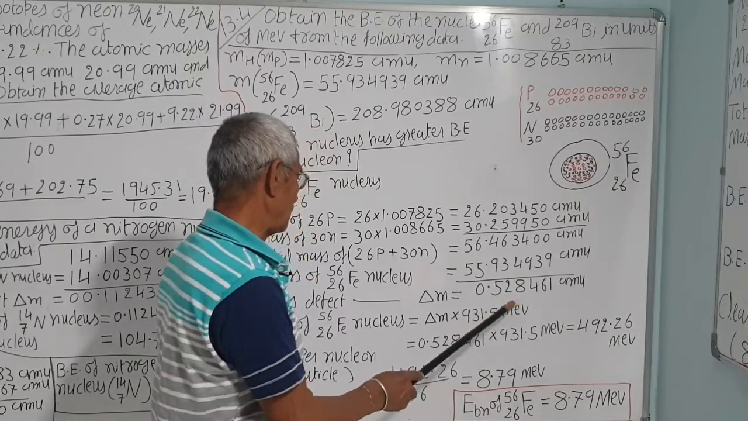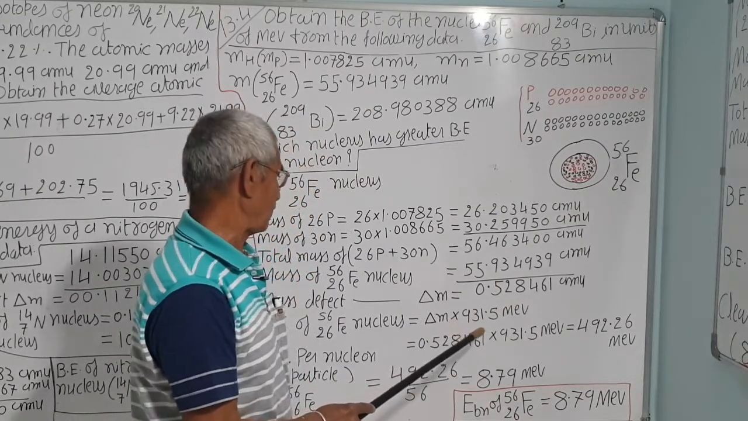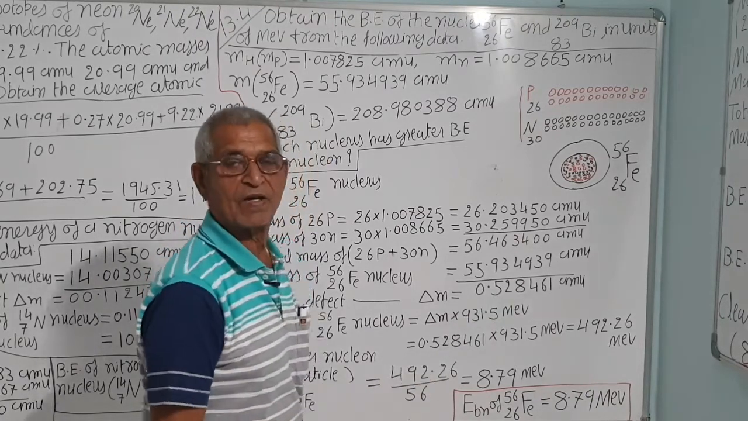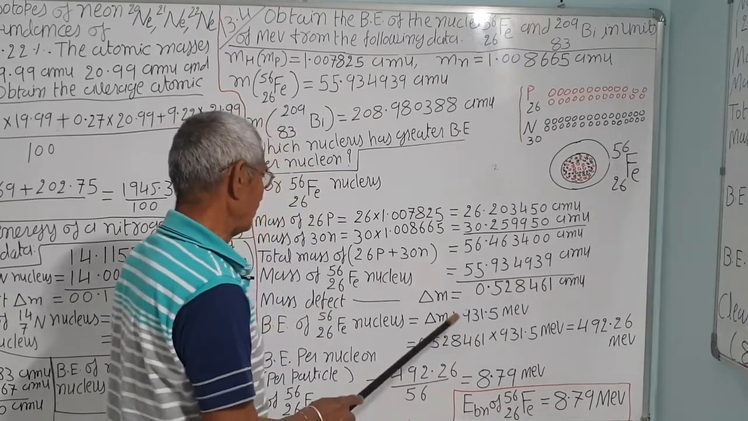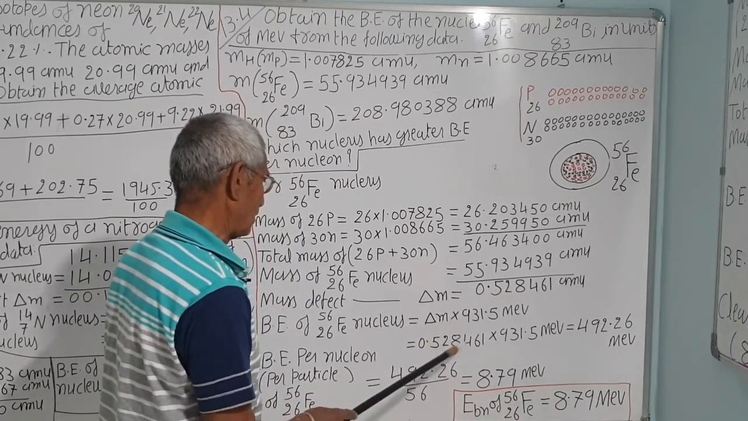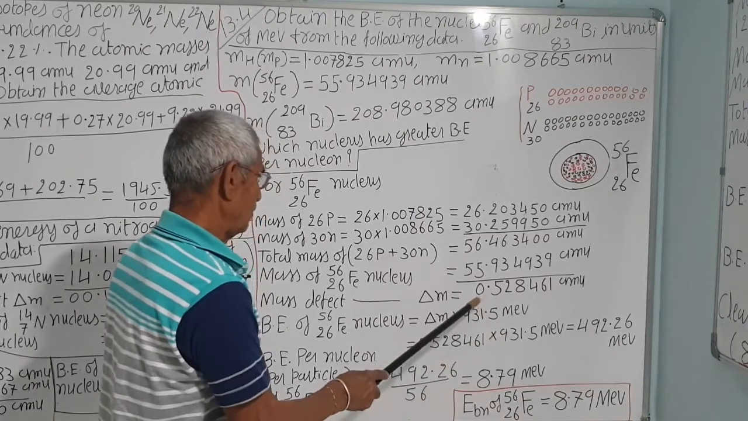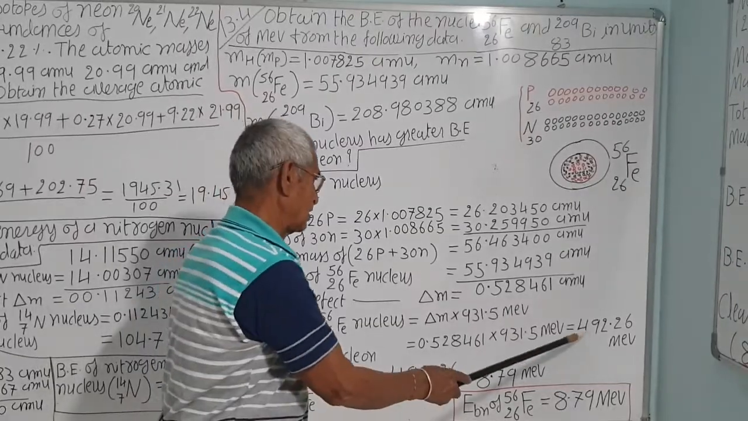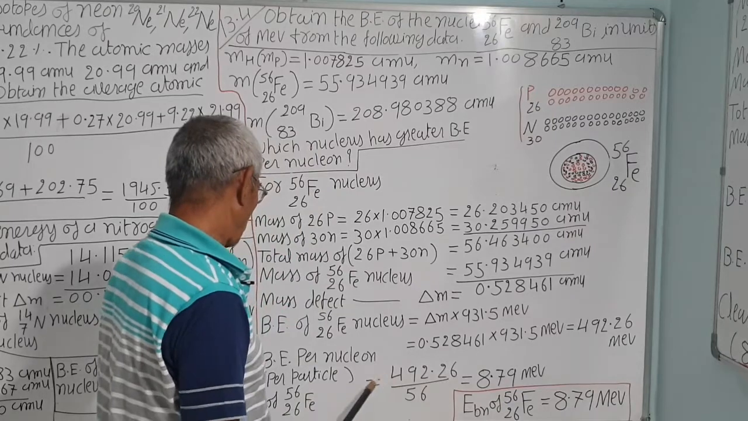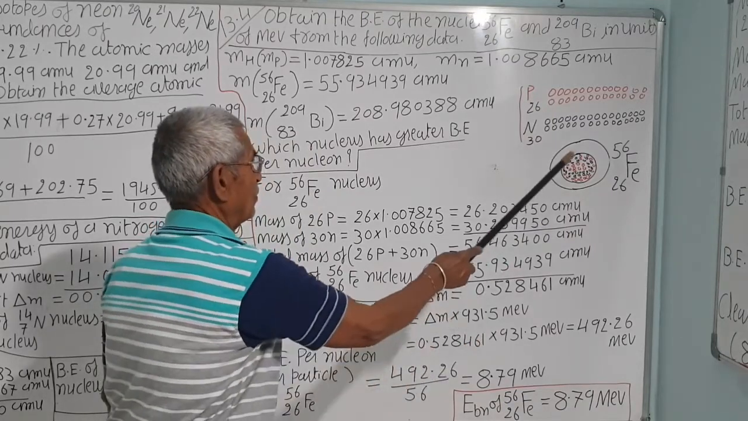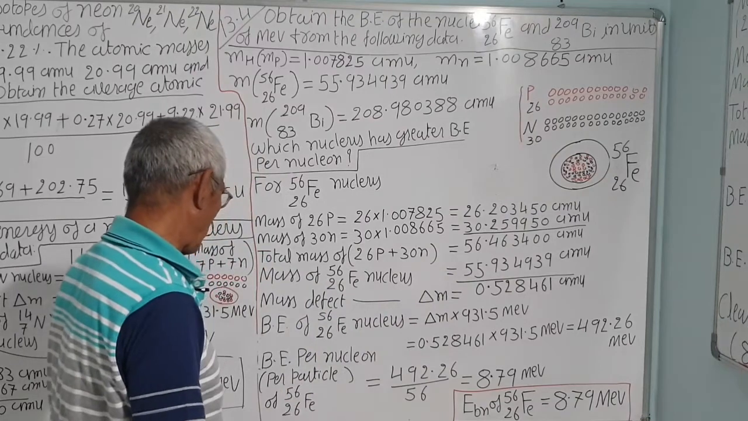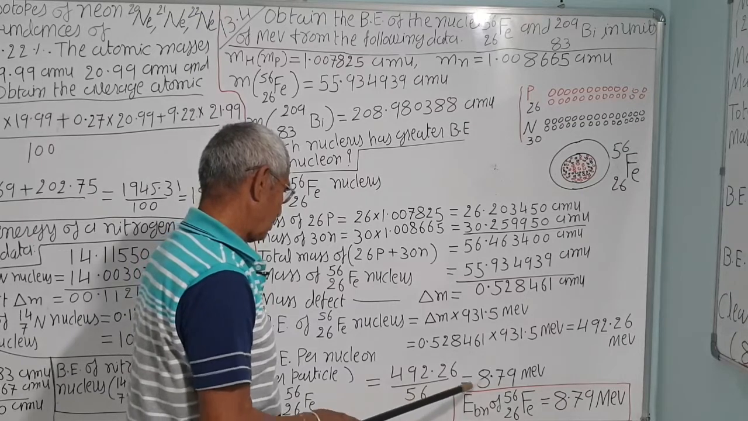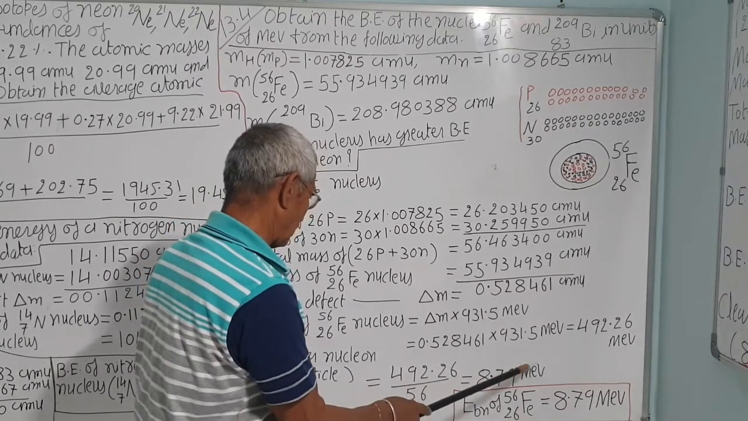One atomic mass unit, when converted into energy according to Einstein's equation mc square, is equivalent to 931.5 million electron volts. So you multiply 0.528461 by 931.5, and you will get the answer in million electron volts. This is the binding energy of all 56 particles. Now what is the binding energy per particle? Divide by 56. That comes to about 8.79 million electron volts, and it is the highest.